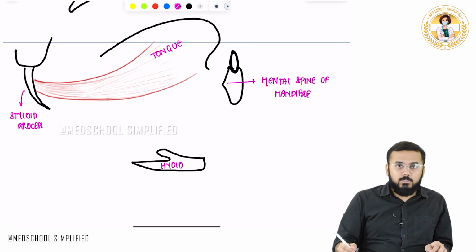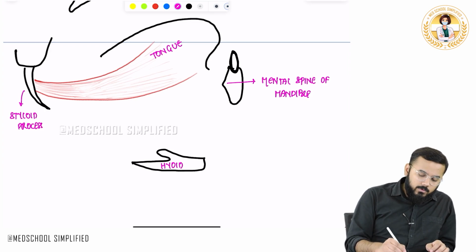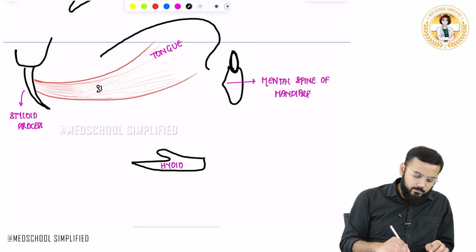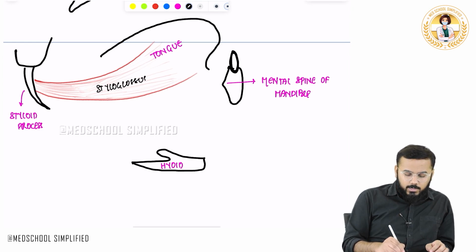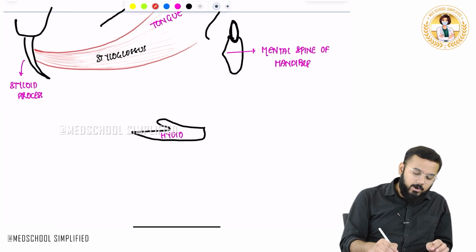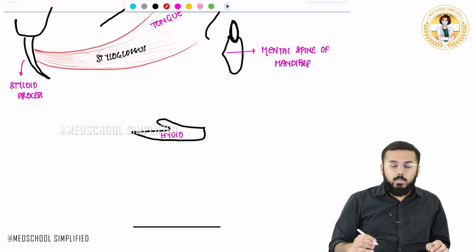This part over here is your styloid process. So this muscle over here you can call a styloglossus muscle. Styloglossus muscle.